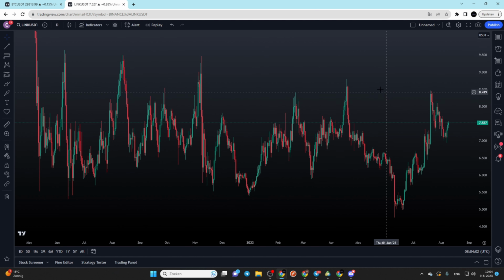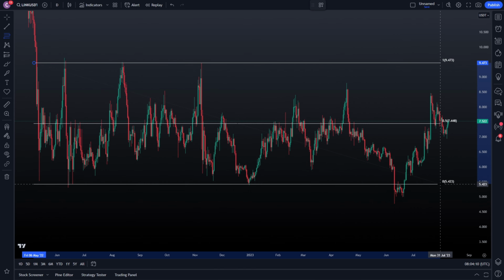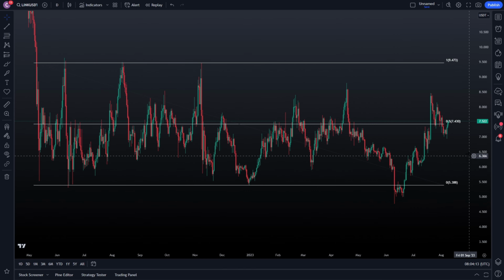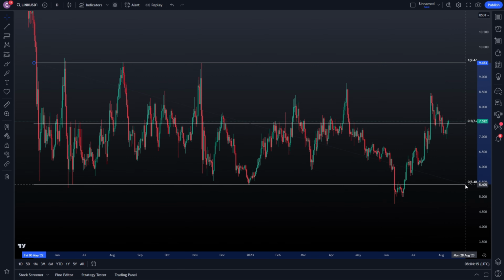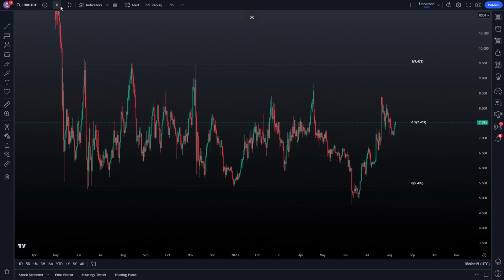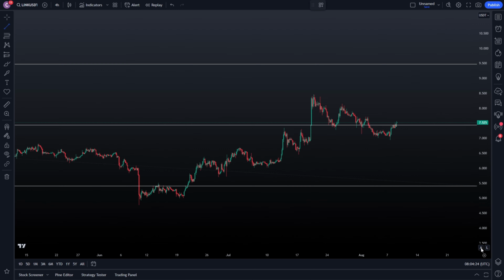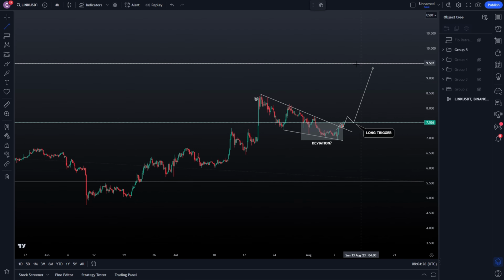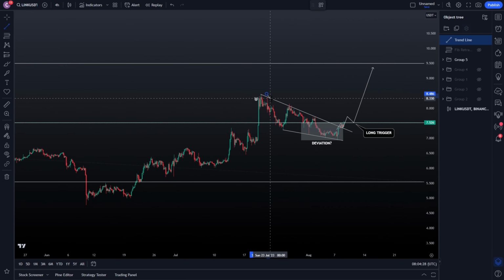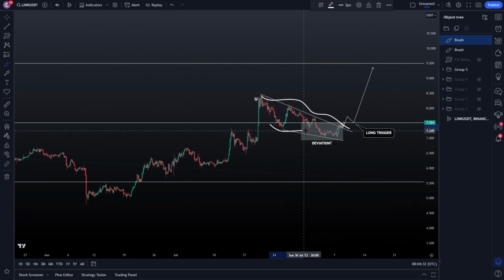Now let's move over to Chainlink, because Chainlink looks still extremely interesting, right? We have our range high over here, we have our range low over here, and currently we are trying to get back above the mid-range once again. Now, something that's extremely interesting, besides the fact that we're trying to get it back above the mid-range, is the fact that we also have the falling wedge pattern that has been developing over the past few weeks, right?